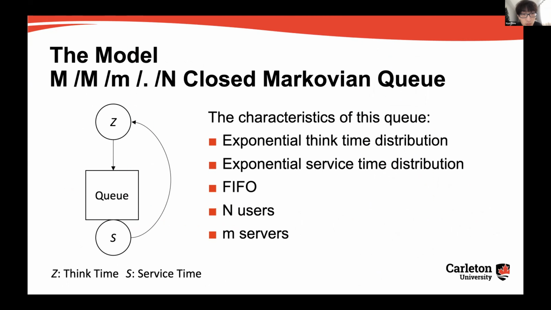So the type of model we are interested in is a closed Markovian queue, which has exponential sync time and service time distributions, FIFO discipline, with n number of users and m number of servers. The simple queue diagram shows the flow of the system. Each customer starting at the top circle goes to the queue after the sync time if all servers are busy, waits for service, gets served, and goes back to the sync state.